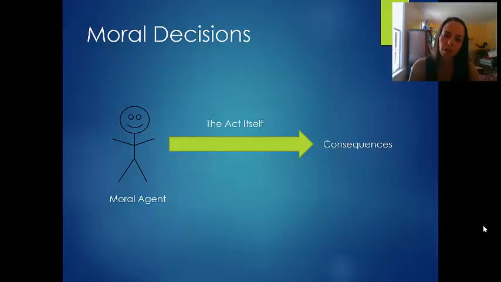So different moral theories are going to zero in on different parts of this framework for moral decision making, and utilitarianism is going to focus on consequences. So it is a consequence-based theory, sometimes called consequentialism. And that just means that it's a theory that's concerned with consequences, and consequences are what determine morality.